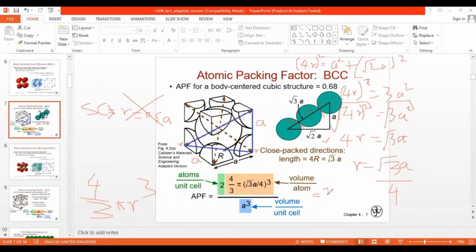So that will become 2 into 4/3 into pi, that is 22 by 7. Here I have an a cube, here I have an a cube, this will cancel out. So I have root 3 cube by 4 cube, 3 into root 3 by 4 cube, 4 cube is 64. So this will give you 0.68. So in body centered cubic structure, the atomic packing factor is 0.68, right? So this is how we calculate the APF, atomic packing factor, for BCC, body centered cubic.